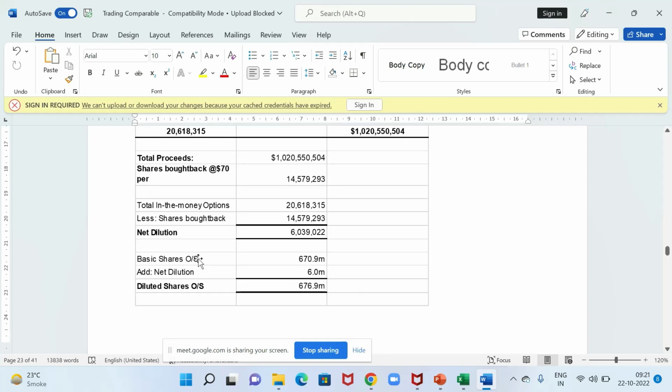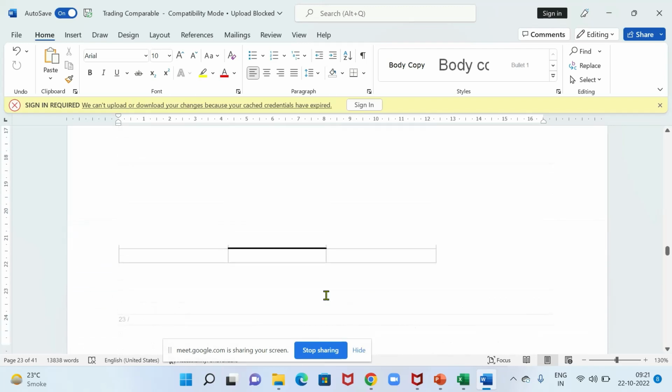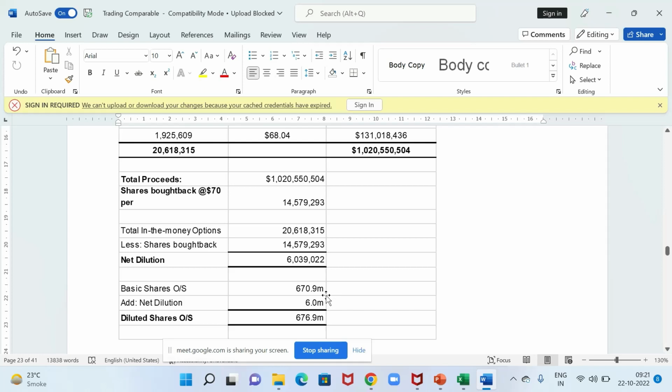Now see, basic shares outstanding was 670.9. Net dilution is 6 million, so we're just rounding off to a whole number. So the total diluted shares outstanding is 676.9 million. Are you able to comprehend that?